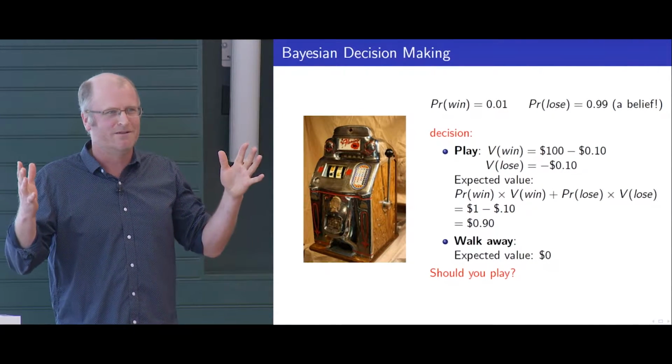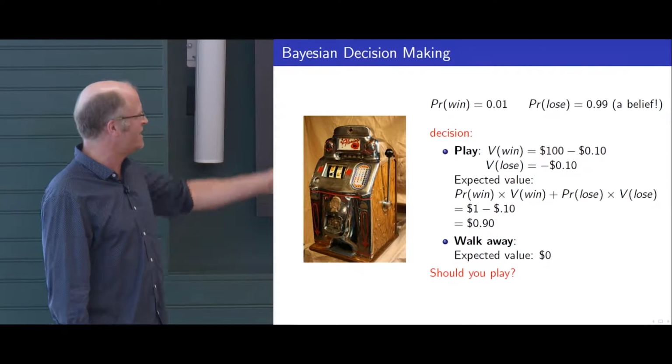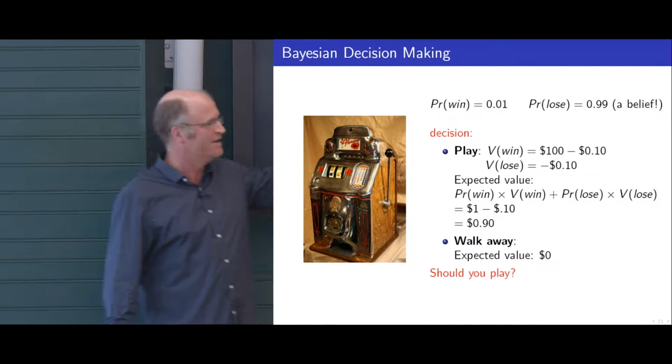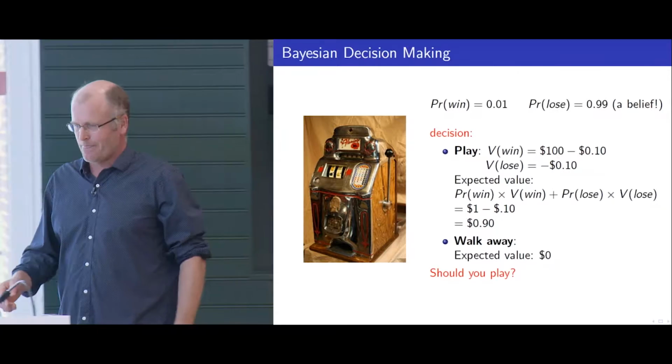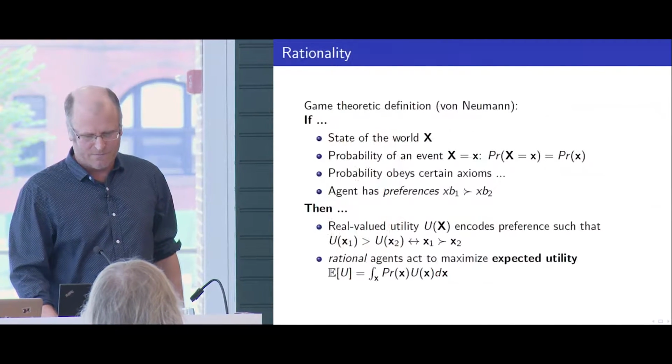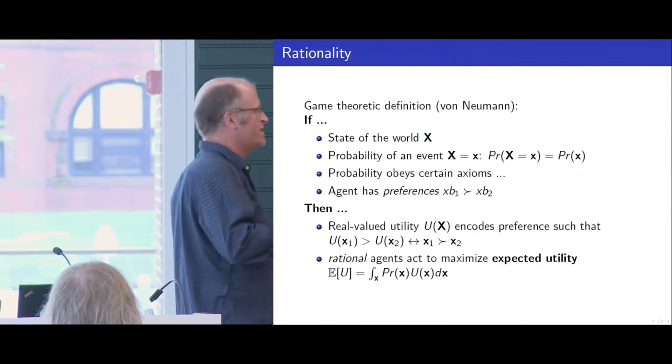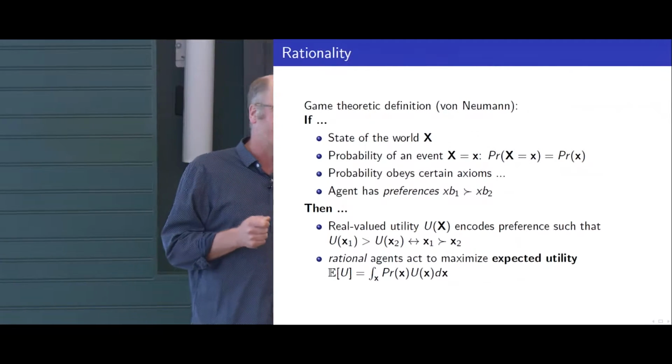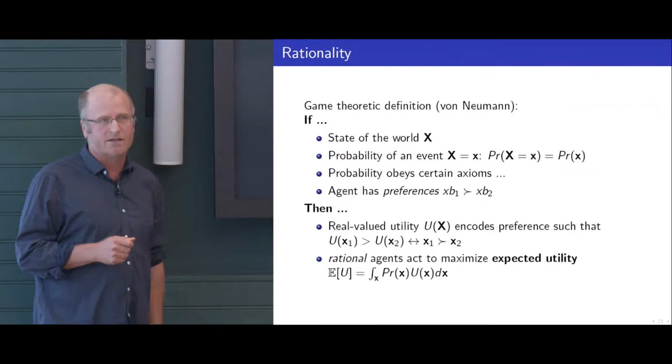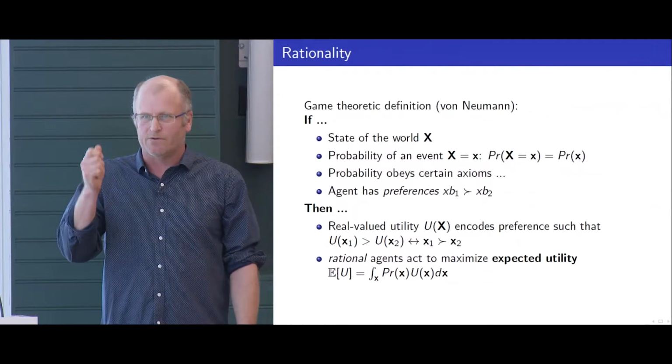Which one's better? Yeah, right. I'm going to get 90 cents in expectation if I play, and I'm going to get nothing if I don't. Okay, now we're in a position where we can define rationality. So the rationality, again, our buddy John von Neumann defined what this means.